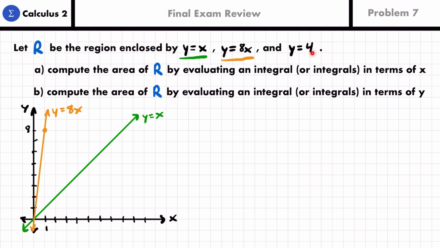And then we also have y equals 4. That will be a horizontal line that crosses through y equals 4 along the y-axis. So this is y equals 1, 2, 3, 4 right here.